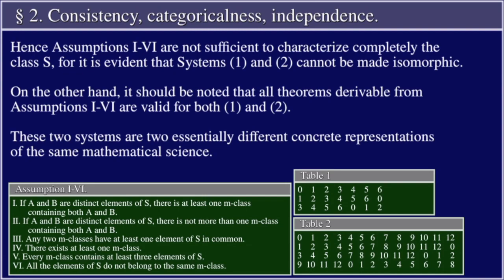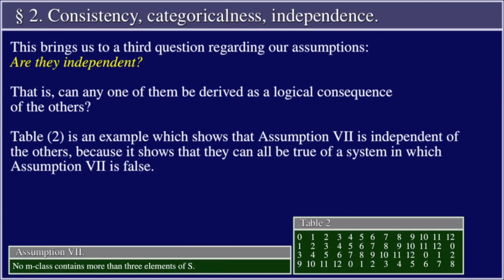Hence, assumptions 1 through 6 are not sufficient to characterize completely the class S, for it is evident that systems 1 and systems 2 cannot be made isomorphic. On the other hand, it should be noted that all theorems derivable from assumptions 1 through 6 are valid in both systems 1 and 2. These two systems are two essentially different concrete representations of the same mathematical science. This brings us to a third question regarding our assumptions. Are they independent? That is, can any one of them be derived as a logical consequence of the others?